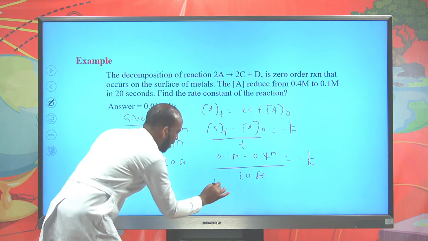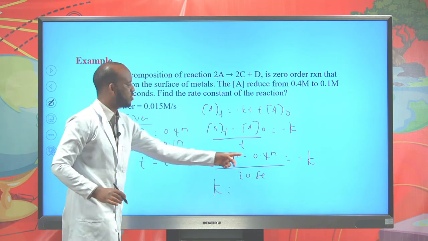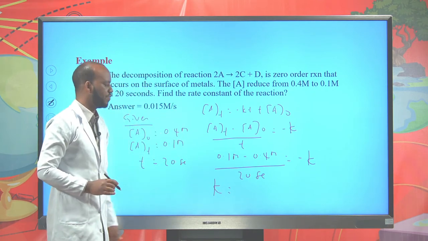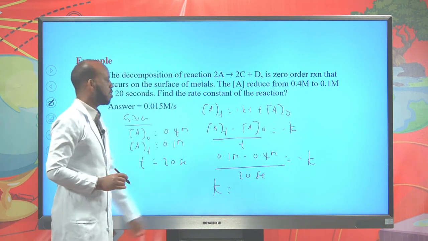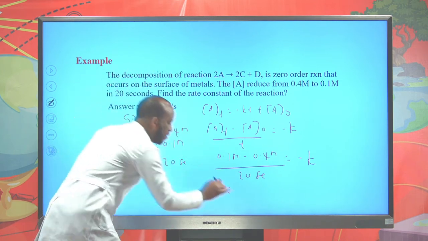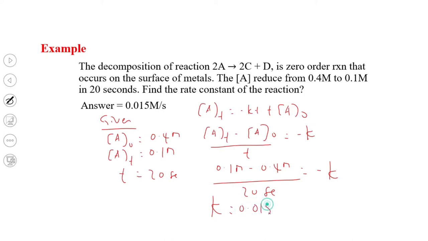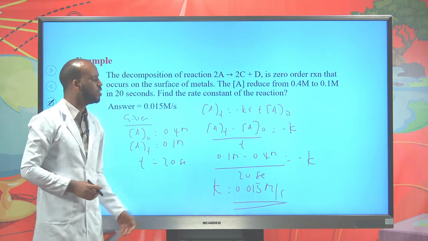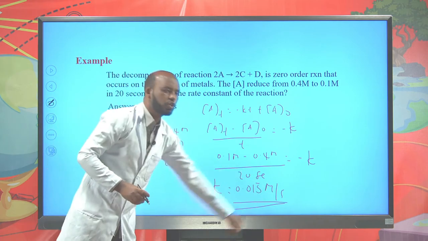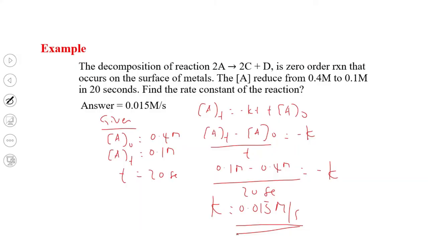From this, K equal 0.1 minus 0.4 is minus 0.3, divided by 20, times minus 1. K equal 0.015 molar per second. The unit of rate constant for a zero order reaction is molar per second. Therefore, the value of K is 0.015.